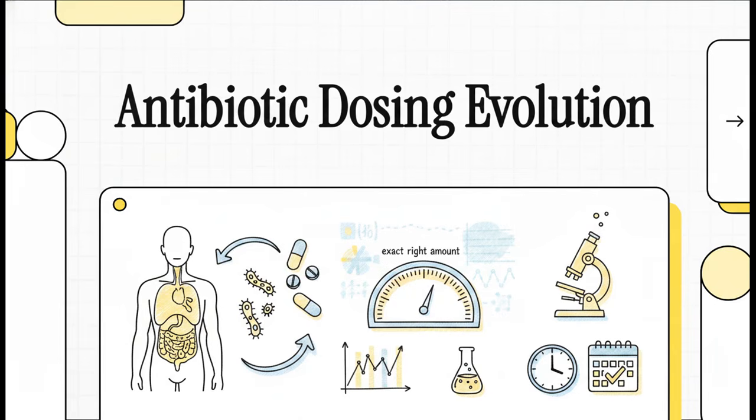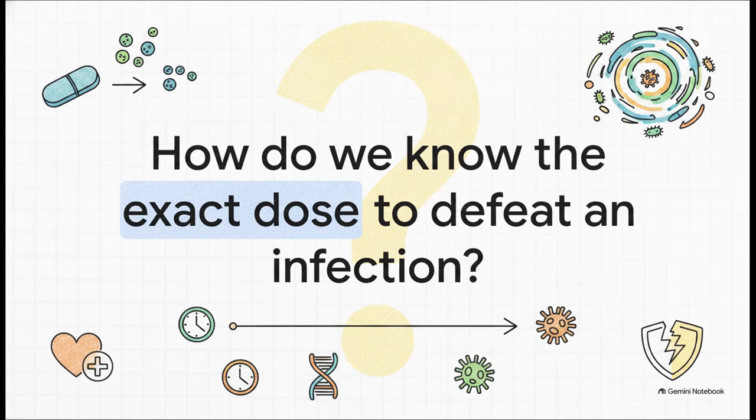Today, we're going to unravel the fascinating science of how we actually figure out the exact right amount of an antibiotic to give a patient. On the surface, it seems like basic math, right? You've got an infection, you take a pill, and you get better. But as we're going to see, calculating that perfect dose is way beyond simple arithmetic. It's a full-on, highly complex biological battle of timing and evolution.